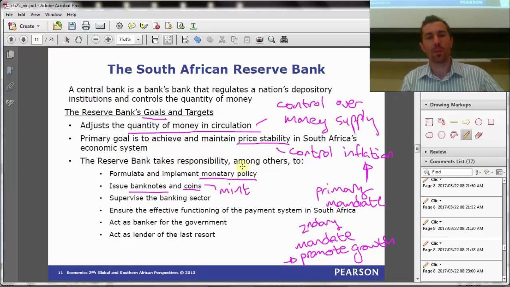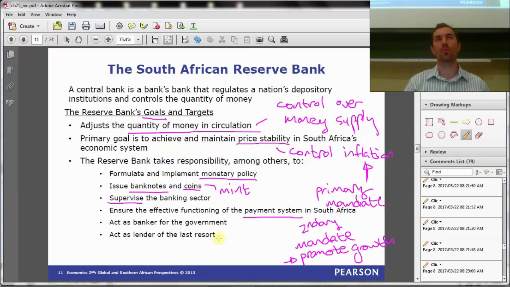So apart from doing monetary policy and actually printing money, they also regulate, so they supervise the banking sector. That's their regulation role. Okay? And part of that regulation and part of monetary stability is ensuring that the payment system works. So that's why I said if a bank goes under, if the banking system goes under, that affects the payment system, right?